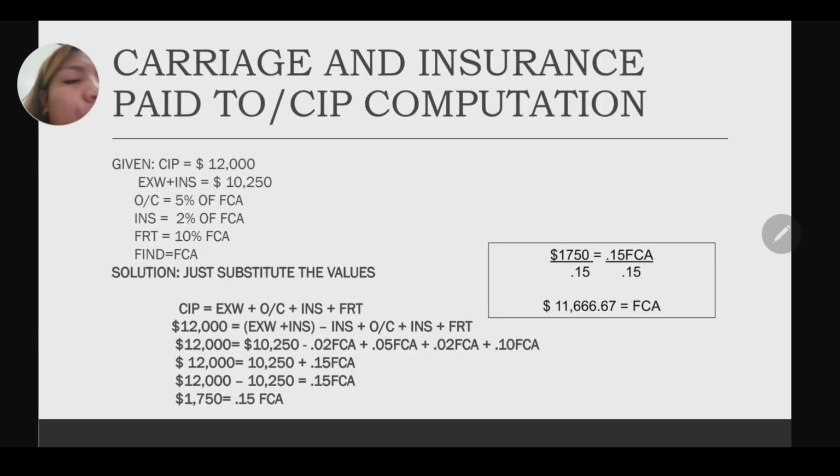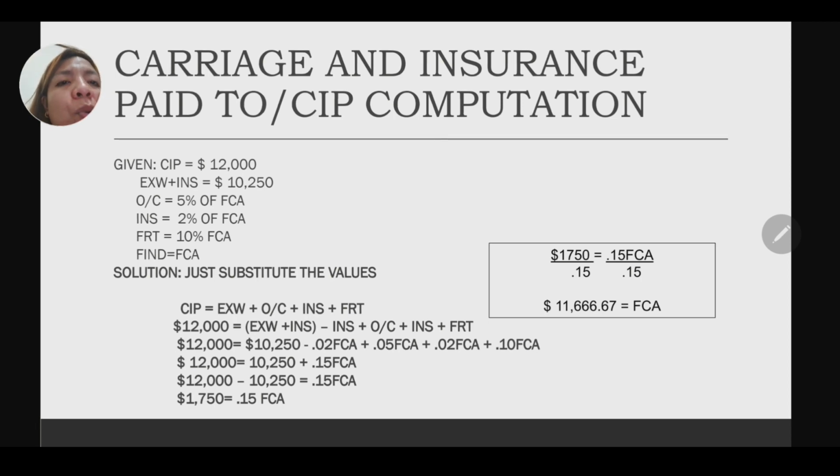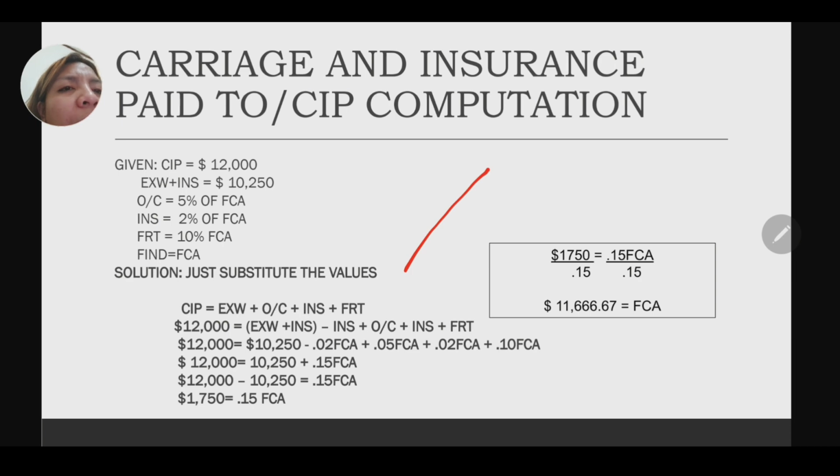Let's proceed to the other example of your carriage and insurance paid to, or CIP, computation. In this case, your CIP is $12,000, and there is a value of ex-works and insurance included together, which is 10,250. Other charges is 5% of FCA, insurance is 2% of FCA, freight is 10% of FCA, and we are looking for the value of your FCA. Again, to compute for this kind of problem, you just need to substitute the values.